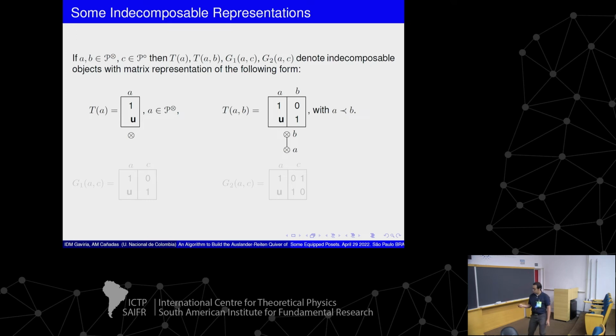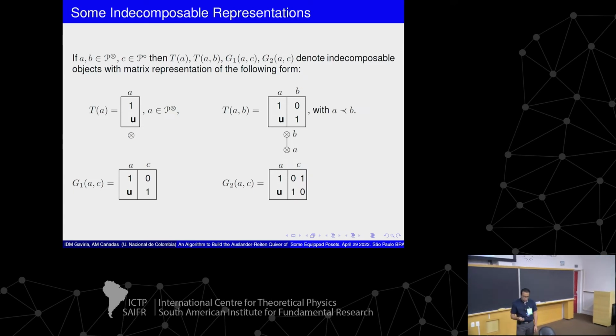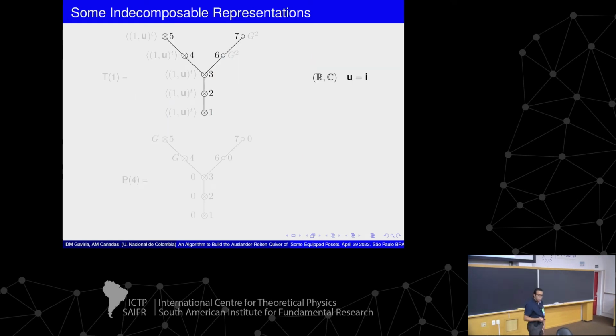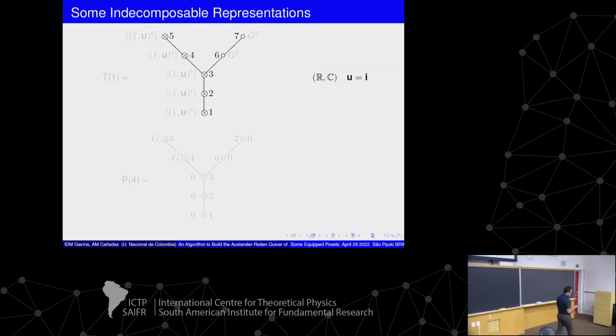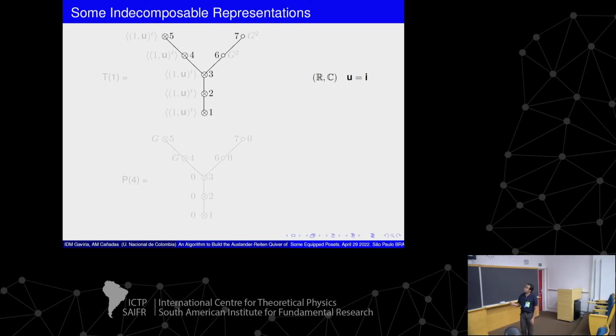Here, for instance, you have two incomparable points. You have A is weak, C is strong, and you have these two representations associated to this kind of situation. And this is an indecomposable representation here. For instance, if we have that poset, here we have one weak chain with this point, the points 1, 2, 3, 4, and 5. These points 6 and 7 are strong points, and these relations here are strong.